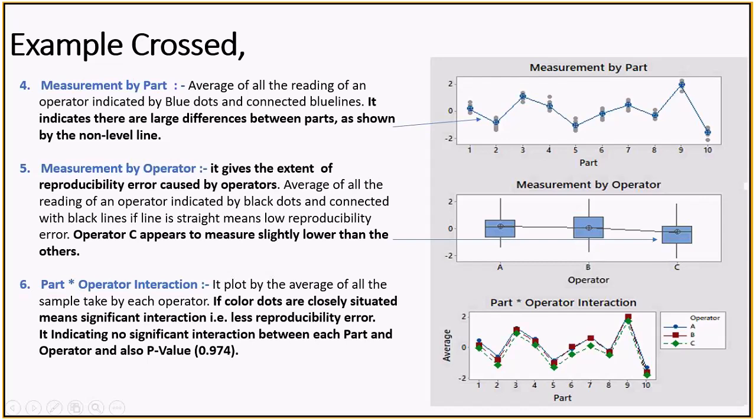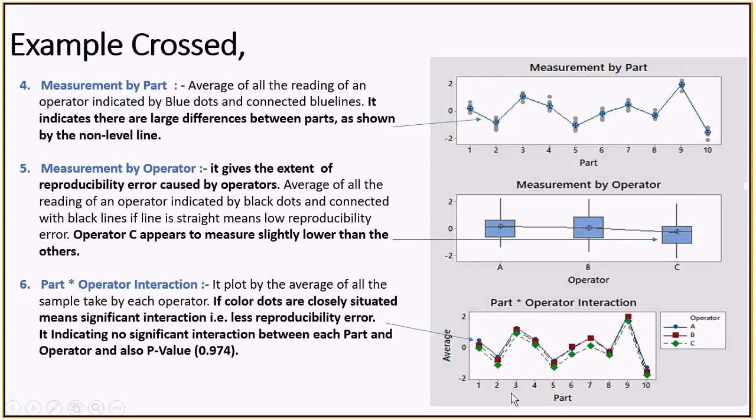As I mentioned earlier, you have to go to the session window and check your reproducibility and repeatability, gauge R&R percentage contribution, study variation, and NDC. Last but not least, a very important graph which talks about part and operator interaction. If you remember in Minitab, I told you the p-value for the ANOVA table for part and operator interaction was 0.974. You can see here I've already mentioned it. So 0.974 means there is no significant interaction.